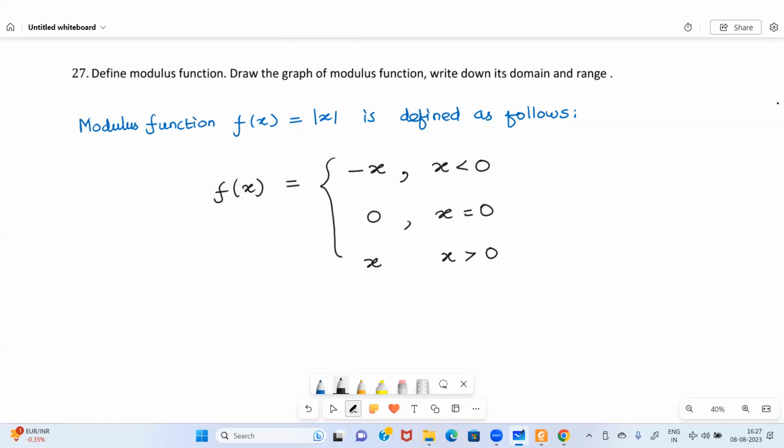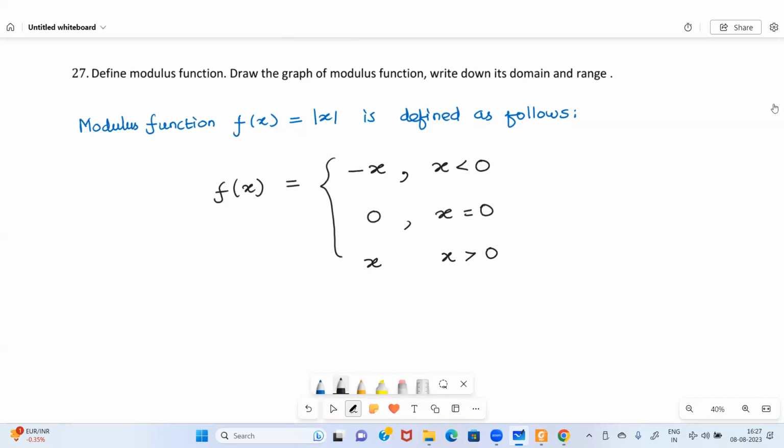All right, students, this is the way modulus function is defined, which means whatever may be the value of x, mod x will give the positive numerical value of that number. So what is modulus of minus 2? 2. What is modulus of minus 4? 4. What is modulus of 0.5? 0.5. Modulus of 5? 5. Clear? Okay, let's now draw the diagram.